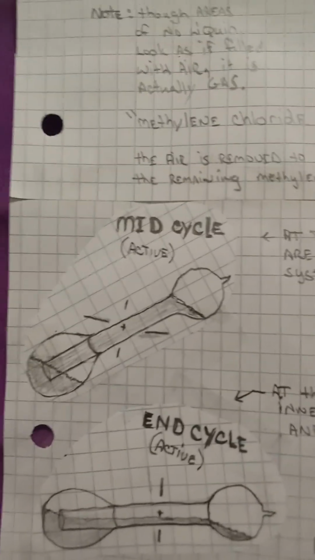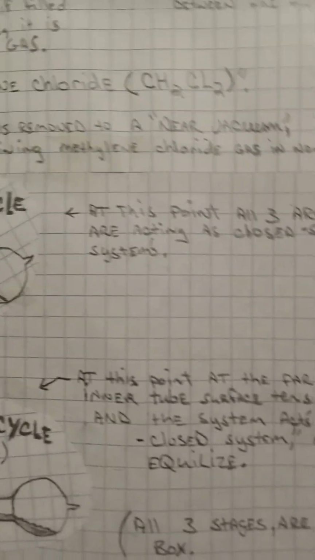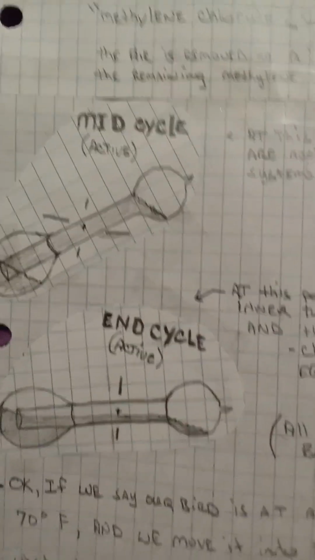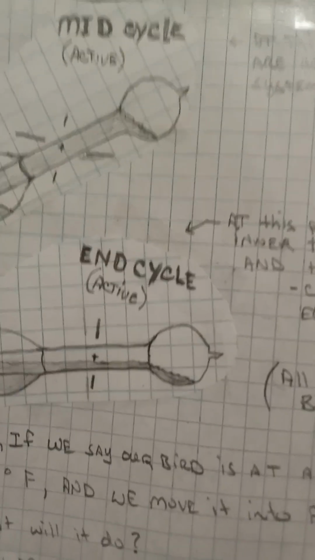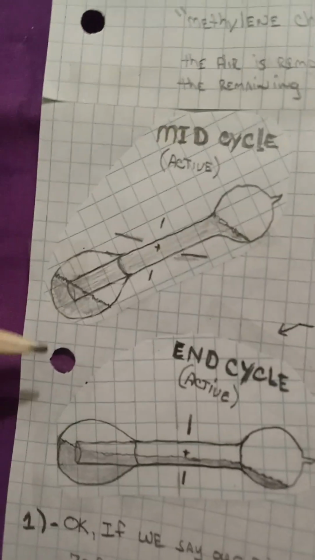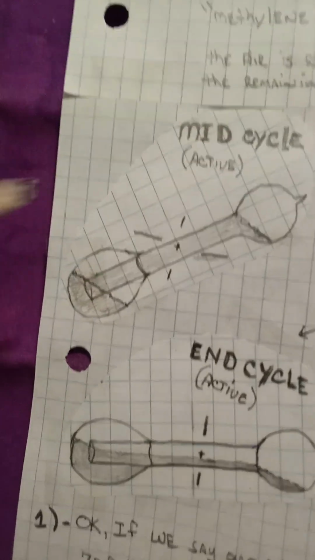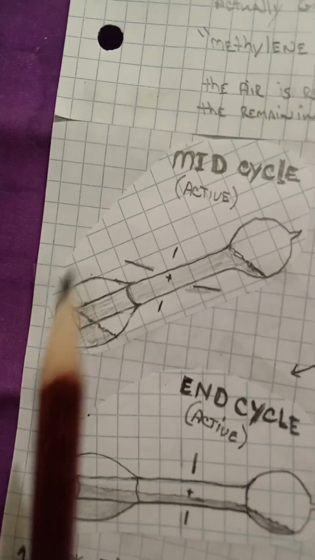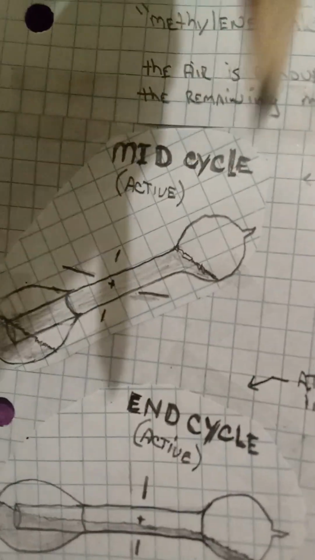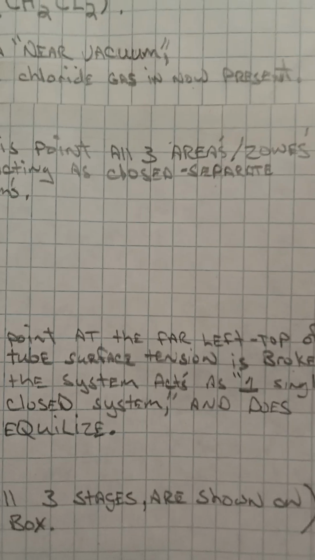Now we move on to mid-cycle of activity, where, upon the pivot point, we have begun to shift. The top sphere is now moving downward, and the bottom sphere is now moving up due to the differential of liquid. At this point in mid-cycle of active, all three zones are still acting as closed, separate systems.